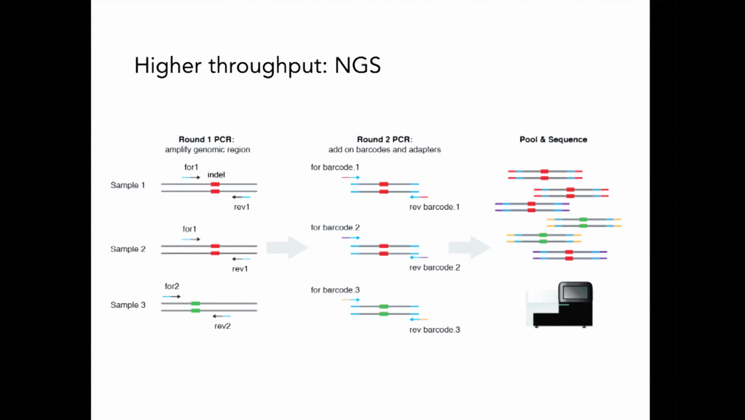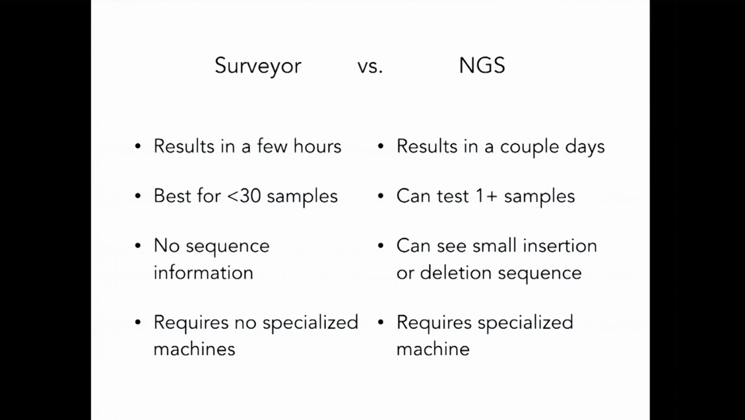Another method is just using NGS, next-gen sequencing. This is especially nice because it's very high throughput, and you can test multiple different samples at the same time. And it's pretty easy, too, because all you need to do is 2 rounds of PCR. The first round just amplifies your genomic region, and then the second round you just add barcodes. And then you can pool those all together, run them on an NGS, and then during the analysis, you can see the indels, and you can actually see if there were insertions, deletions, and everything in between.